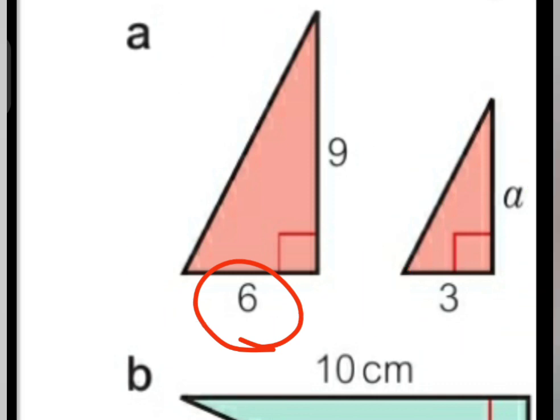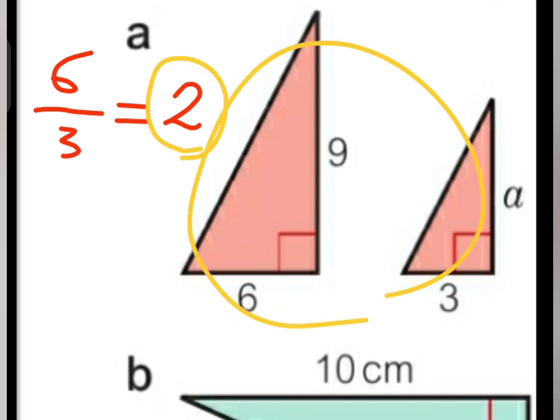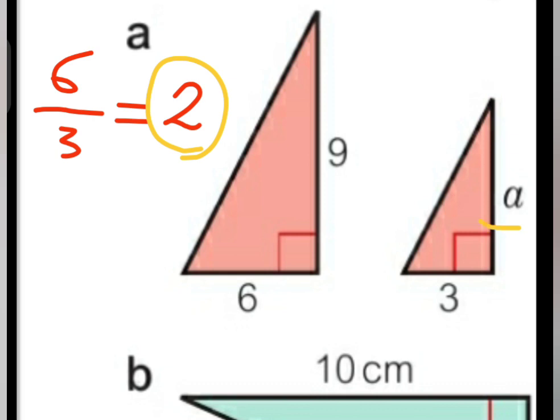So, to find the scale factor, what do we do? We divide two corresponding sides on each other. We divide the big one on the small one. Now, the big side here is 6, and the small one is 3. So, to find the scale here, we divide 6 on 3. And the answer is 2. Very good. So, 2 here is the scale of enlargement for these two triangles. Now, I'm going to use it to find A.